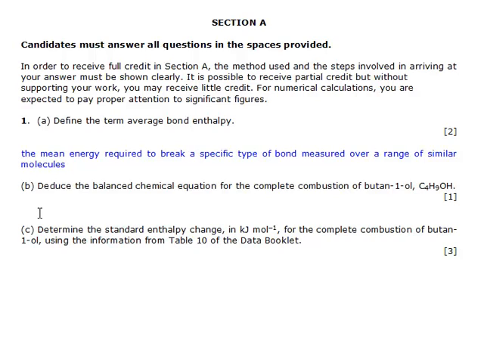Part B. Deduce the balanced chemical equation for the complete combustion of butan-1-ol. Okay, combustion means it's reacting with oxygen. So the first thing we put in is oxygen, O2. Let's put in an arrow. And what are we going to get?